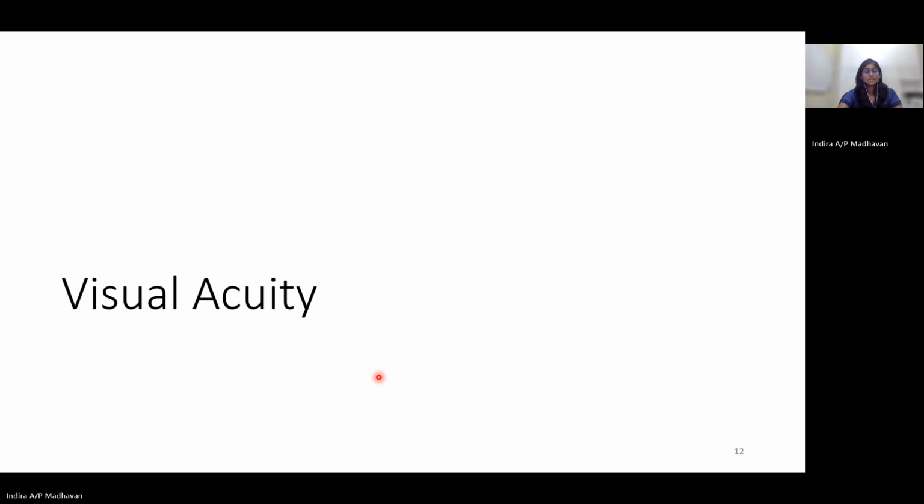Okay, next we move to the visual acuity taking. Okay, visual acuity taking is very important in any optometry assessment. That should come first. So visual acuity taking, okay, one thing that we have to remember when it comes to visual acuity taking is that the chart that we use is going to be different than what we use in the normal clinic.